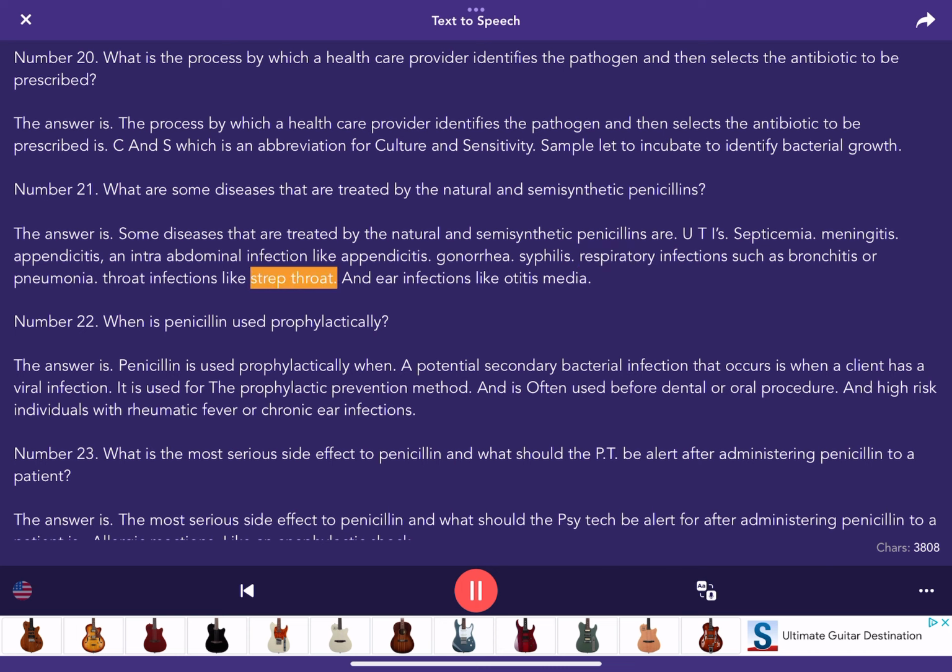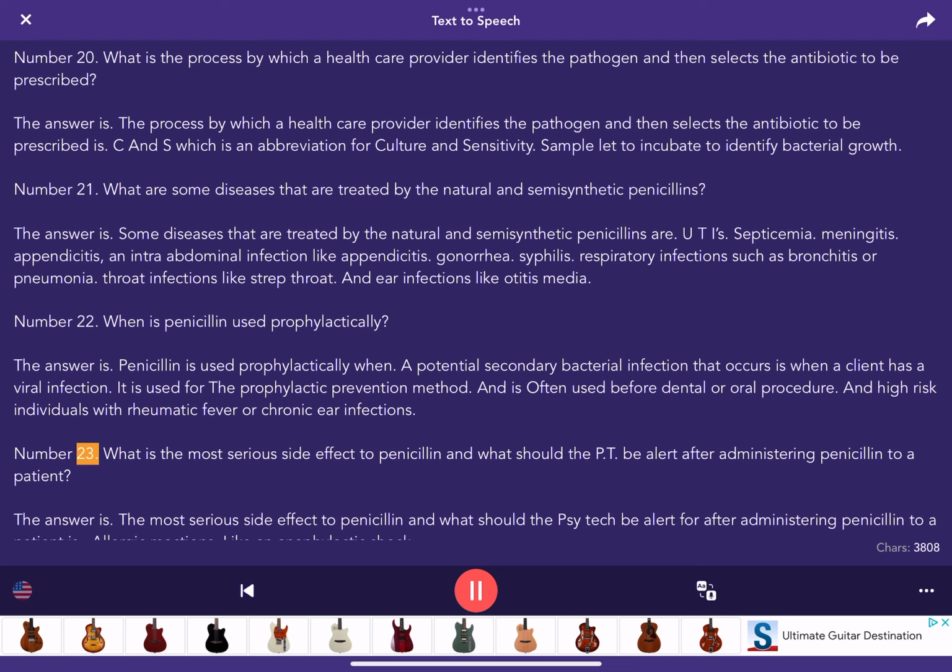Number 22. When is penicillin used prophylactically? The answer is, penicillin is used prophylactically when a potential secondary bacterial infection occurs when a client has a viral infection. It is used for the prophylactic prevention method, and is often used before dental or oral procedures, and in high-risk individuals with rheumatic fever or chronic ear infections.